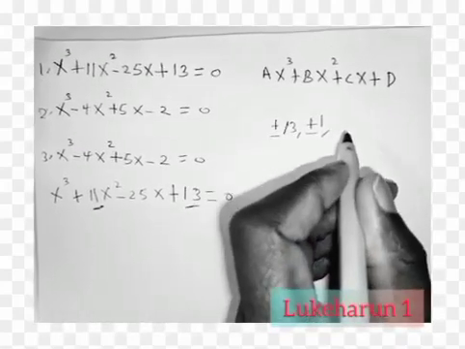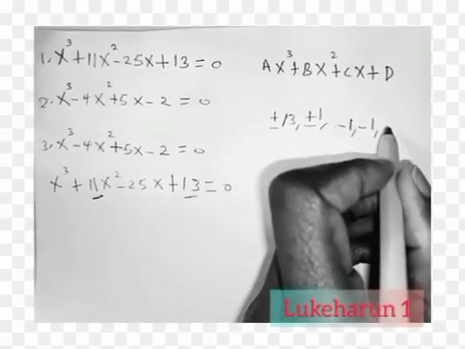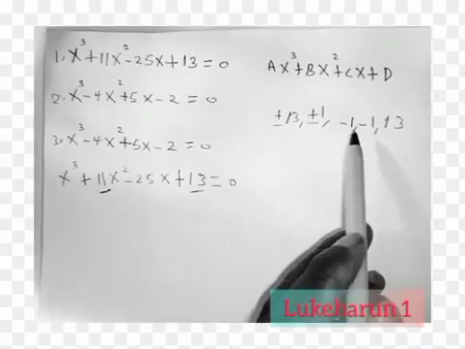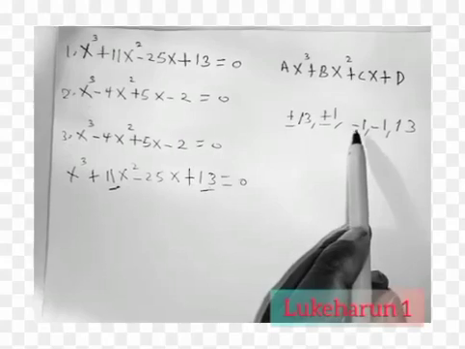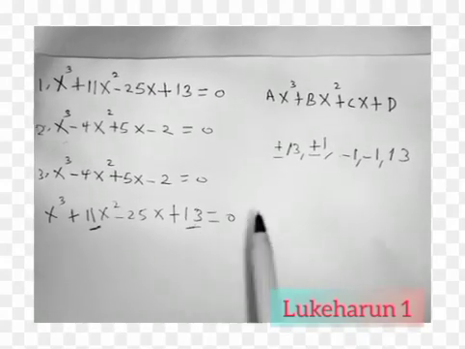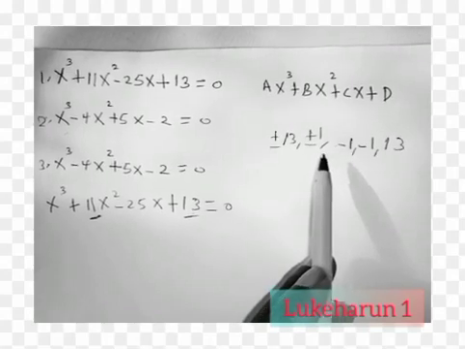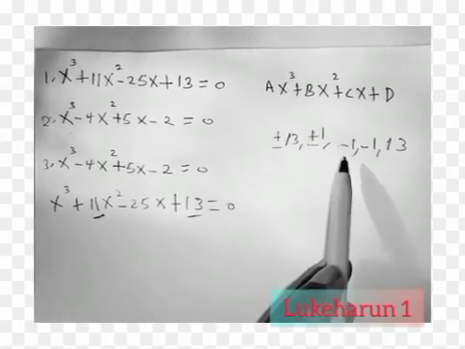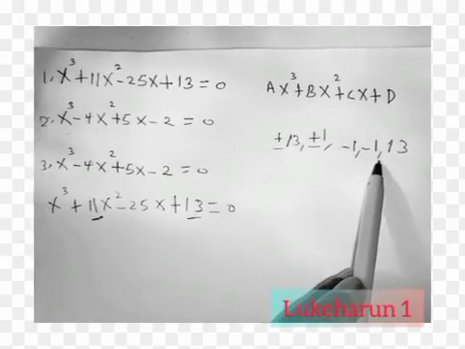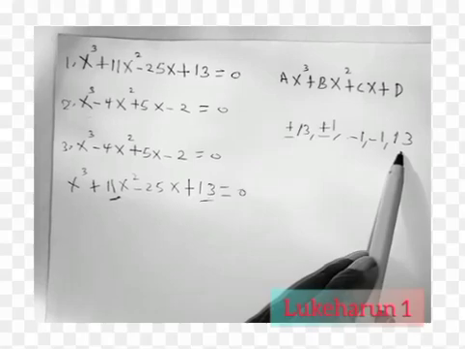In this case, we have negative 1, negative 1, and 13. Negative 1 times negative 1 is 1. 1 times 13 is 13. Then negative 1 plus negative 1 is negative 2. Negative 2 plus 13 gives you 11.